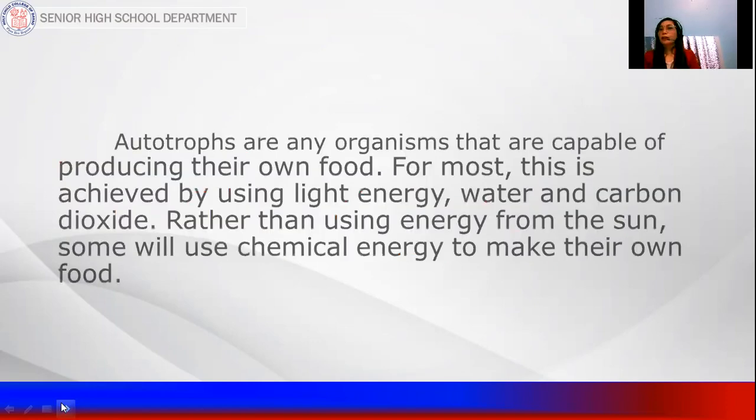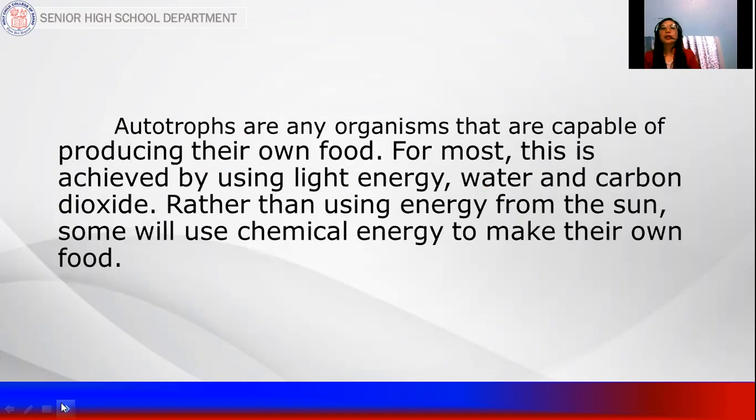Autotrophs are any organisms that are capable of producing their own food. For most, this is achieved by using light energy, water, and carbon dioxide from the sun. Some will use chemical energy to make their own food. So the energy used is not always from the sun; some are capable of using chemical energy. But generally, most autotrophs use the process of photosynthesis to produce their own food. That is what makes up an autotroph.